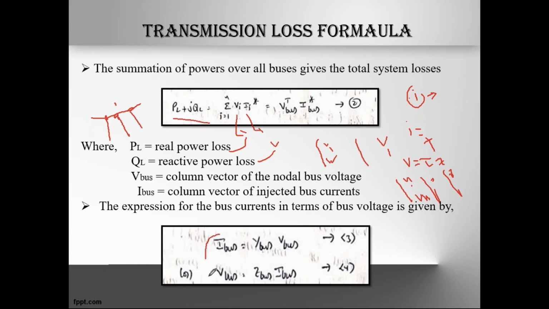Now, the expressions for the bus currents in terms of bus voltages. We already have two equations relating current and voltage using the admittance bus and the impedance bus. If you know the admittance bus, you can use equation 3. If you know the impedance bus, you can use equation 4. These are the two equations for calculating the current injected into the bus and the voltage available at a particular node. Let's call them equation 3 and equation 4.